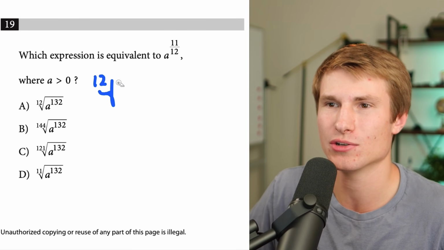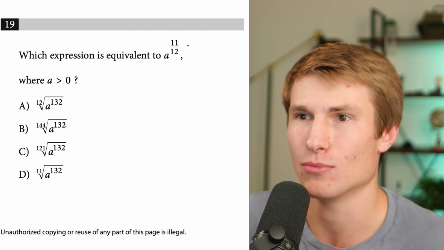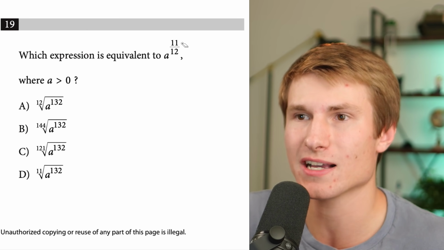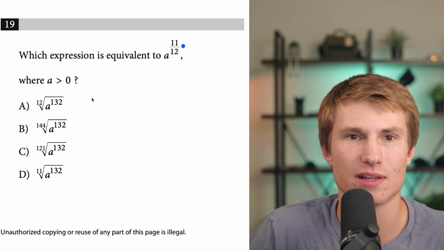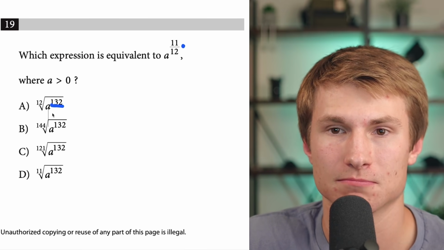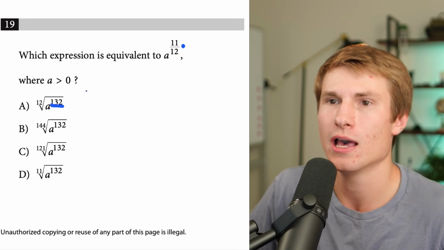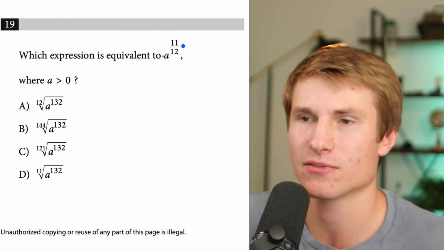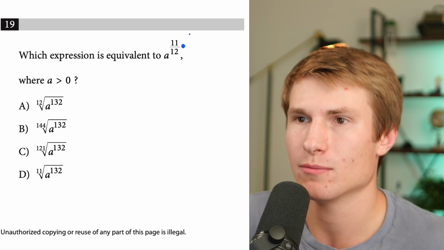So instead what we're going to do is go ahead and multiply by 12 over 12 to this exponent up here. And the reason why we're doing that is because I see that all of these have 132 on the power, what a is being raised to the power of. And I know to get to 132, I ultimately have to multiply by 12. So we're going to go ahead and multiply by 12 over 12.